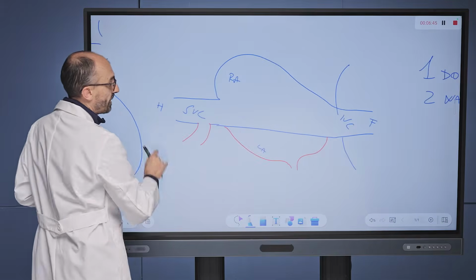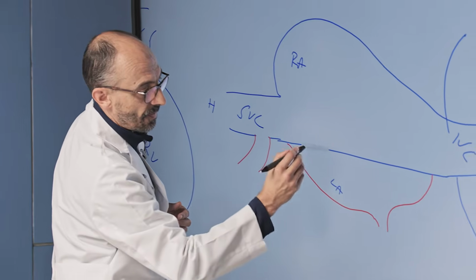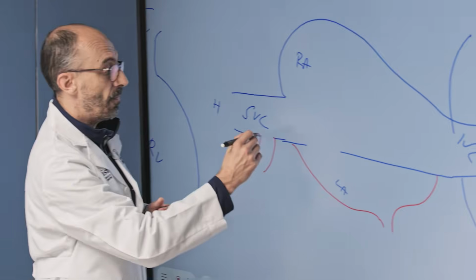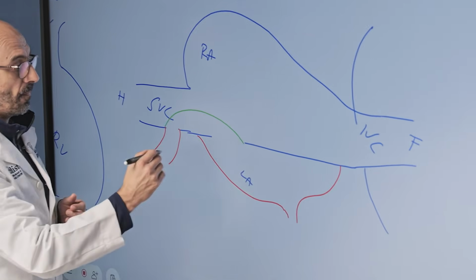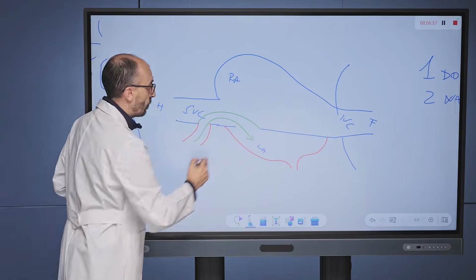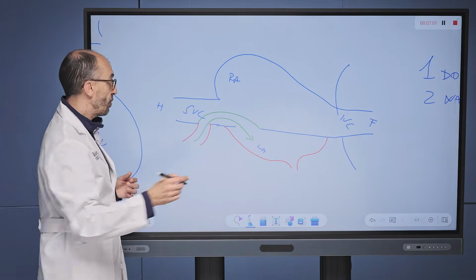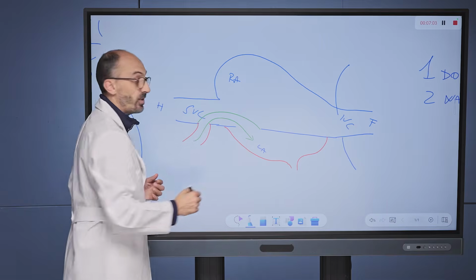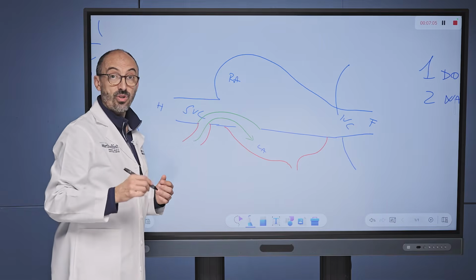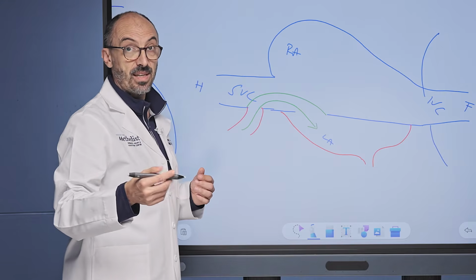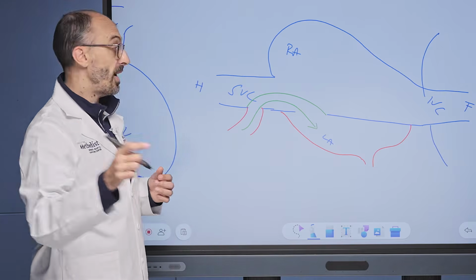Let's have a look on this side. This is the ASD, and we can put a patch this way. So the flow will go into the left atrium. Obviously, you should know that the pressure into the left atrium is higher compared to the pressure in the right atrium. So this patch will bulge into the SVC. That's why it's called double patch technique.